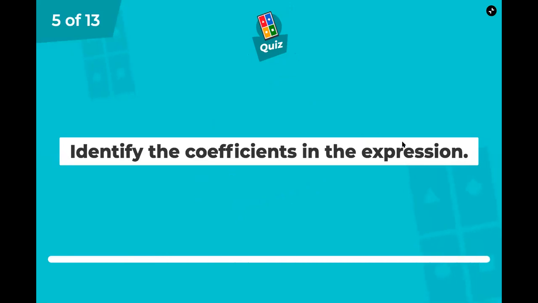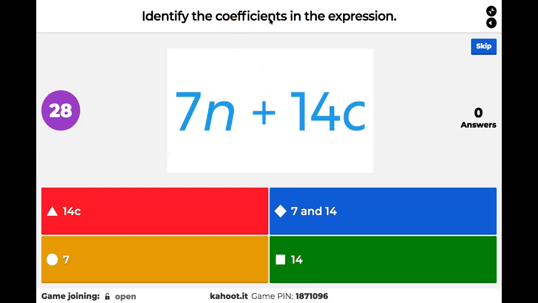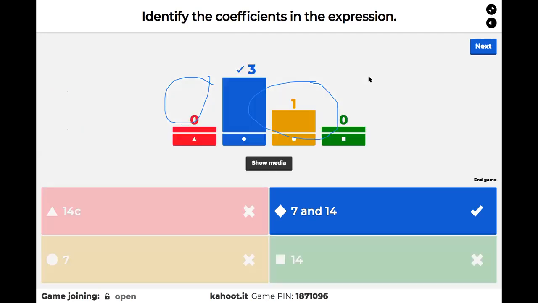Identify the coefficients in the expression. So the number that's in front, and then I'll include the plus too, to remind us, is it going to be positive or negative? Oh, whoa, I didn't answer it, but it answered it for me. All right.